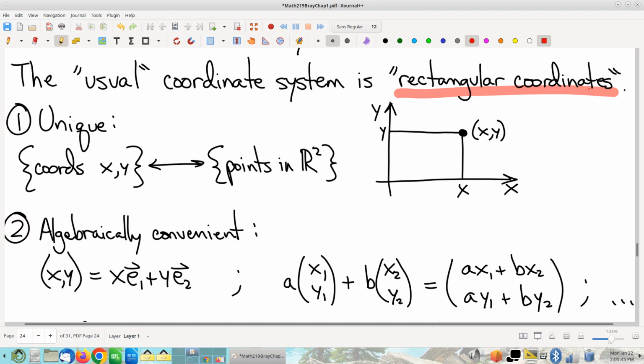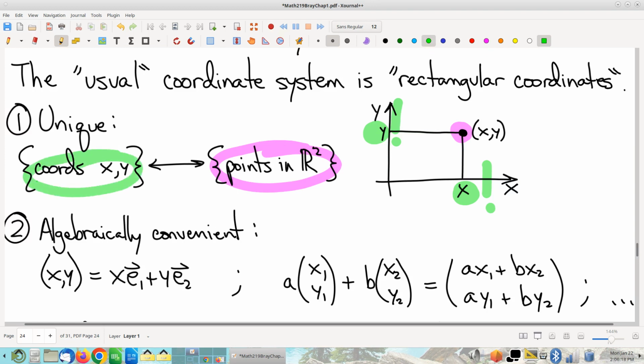It's pretty straightforward. It's also got some really nice features to it. I'll point out, and this is not to be taken for granted, given a point, there's always exactly one X coordinate for that point. And there's also exactly one Y coordinate. So for every point, there is exactly one pair of coordinates and vice versa. So I like to say this as rectangular coordinates are unique.